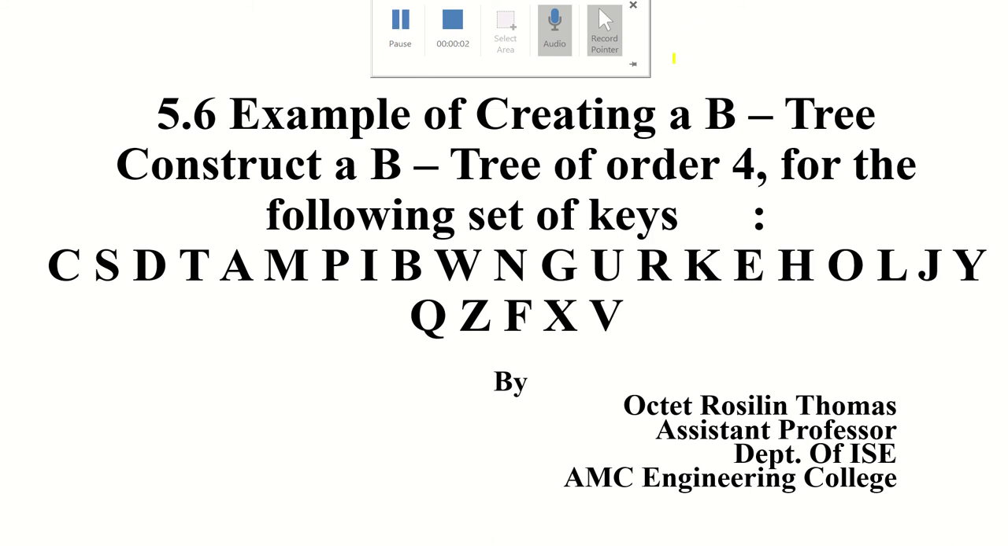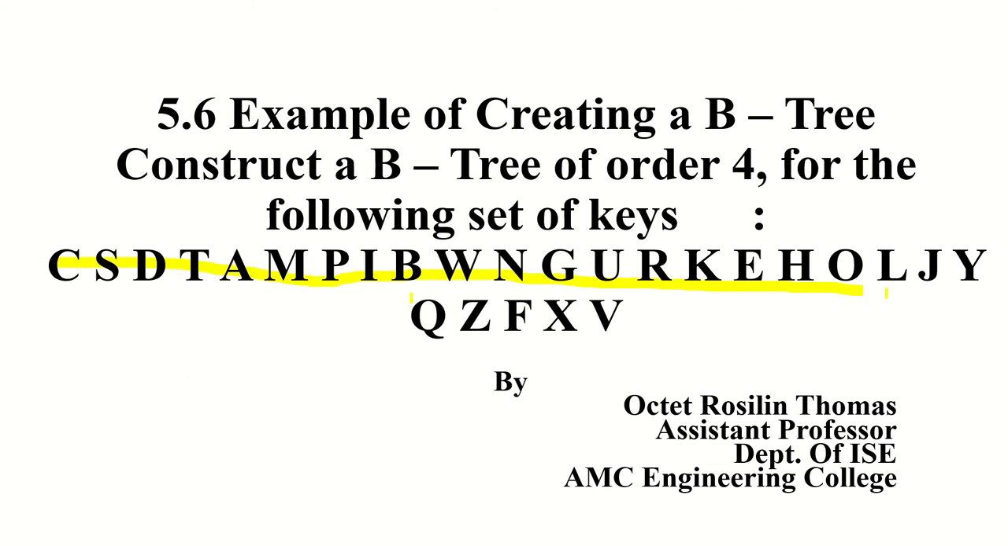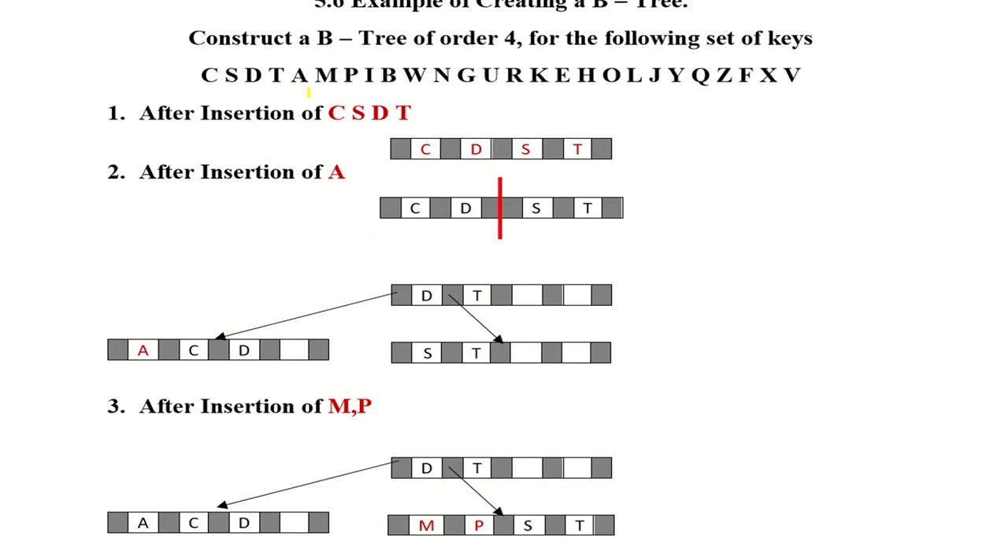So today we'll see the example of a B-Tree, that is, how to create a B-Tree out of this list, that is C, S, D, T, A, M, P, I, etc., till V. Okay, so here we have taken the same list.